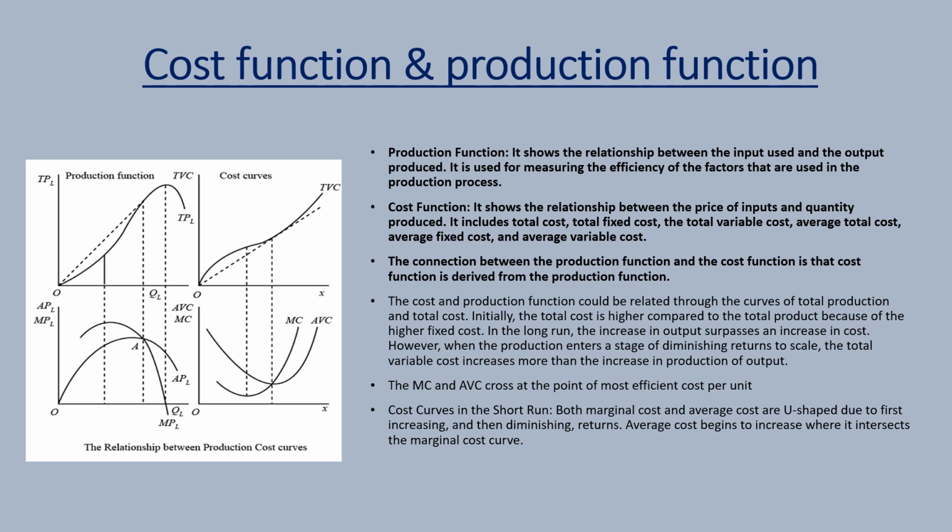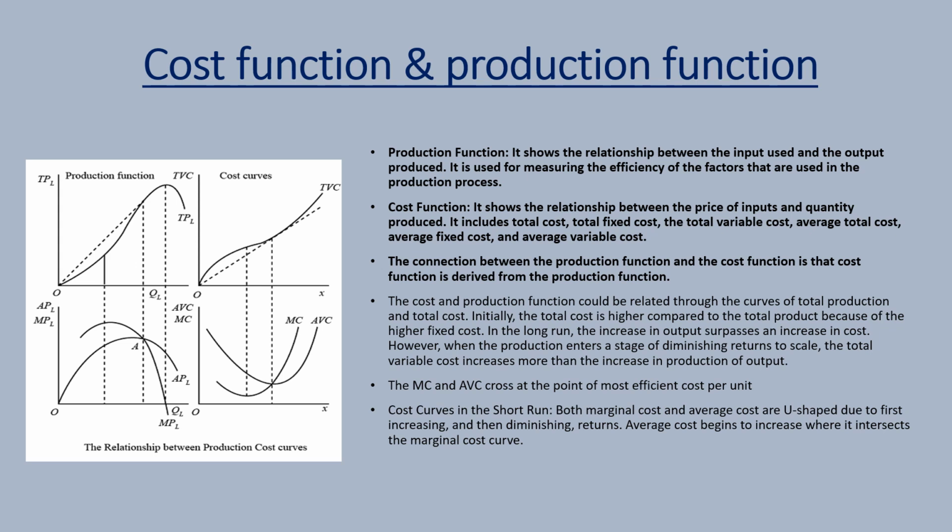The second is the cost function, and that shows the relationship between the price of inputs and the quantity produced. And that includes the total cost, total fixed cost, total variable cost, average total cost, average fixed cost, and average variable cost. And don't worry, I'll be defining them all on the next slide. But the cost function is actually the most complex bit of calculation in this unit, where you have to know the relationships between all of these different elements of cost.